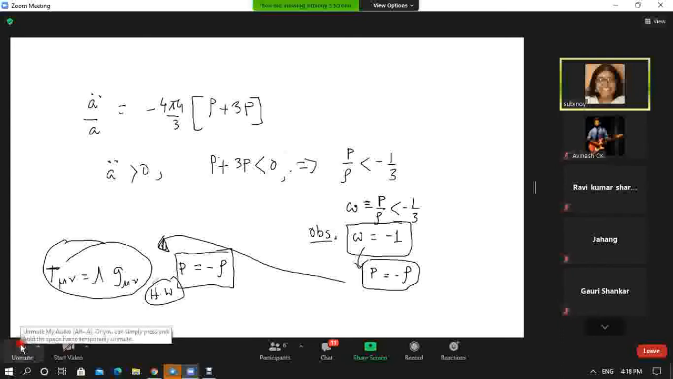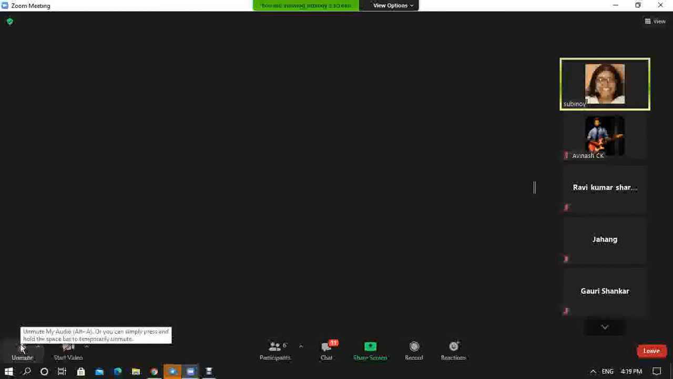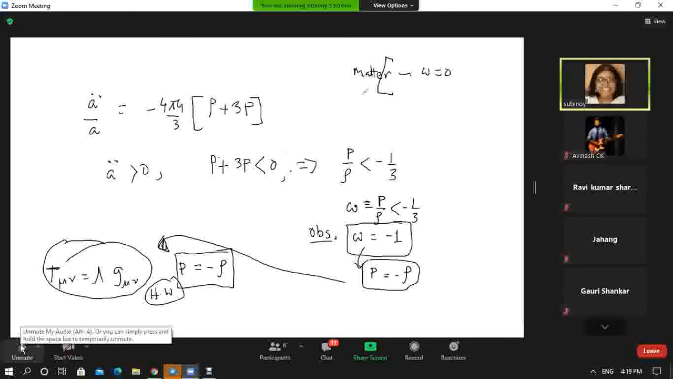So it is different from the matter fluid or radiation fluid. For matter, w equals 0. For radiation, w equals 1/3. Clear? Because p is equal to 1/3 rho for radiation, we discussed it in the last class.